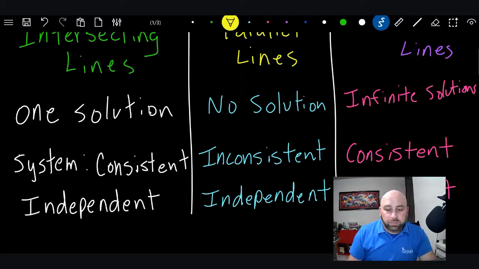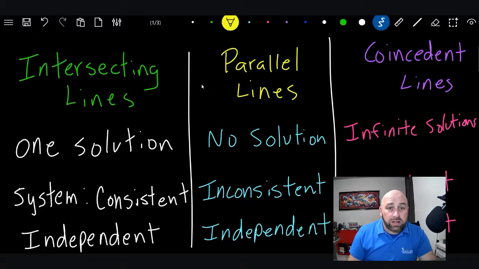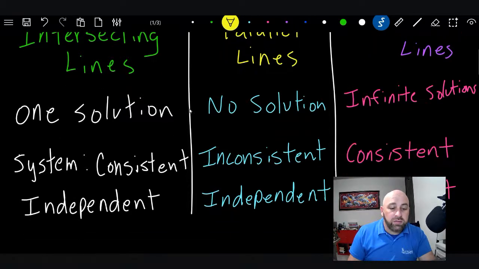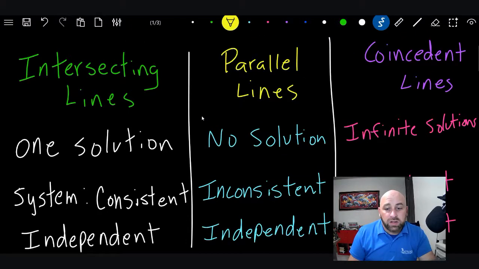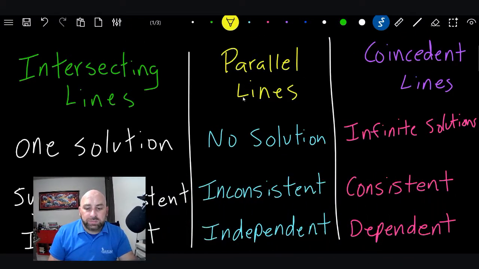The next one's parallel lines. Parallel lines, as you know, never cross each other. They each go in the same direction, so they never cross. So that one would be what's called no solution. If you ever get parallel lines in a system, the answer is no solution. Those are what's called inconsistent, which means there's no solution. And then independent, again, they are not the same line. They're two different lines.